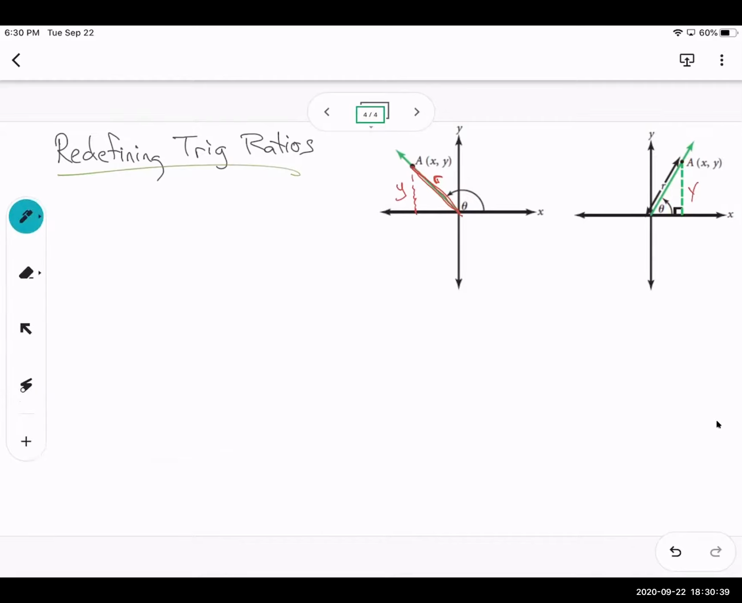So in this case over here on the right, where point A is in the first quadrant, I hope you see that the sine of theta is defined to be that length y over r. So in fact, why don't we just define sine as the ratio of the y coordinate to the distance from the origin to this point in the coordinate plane?